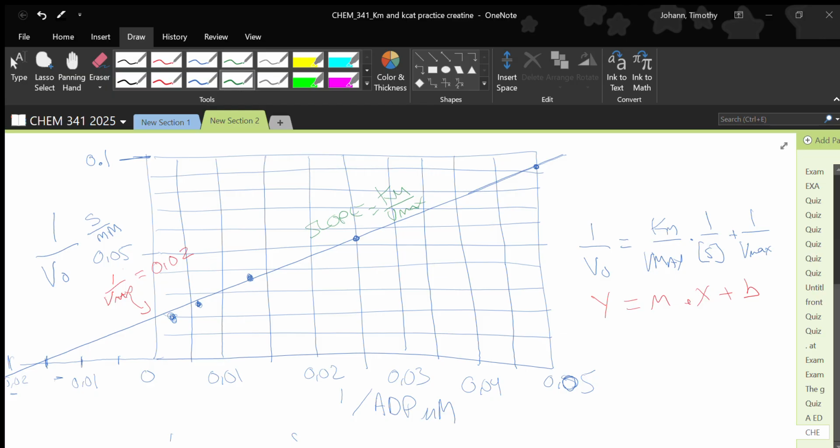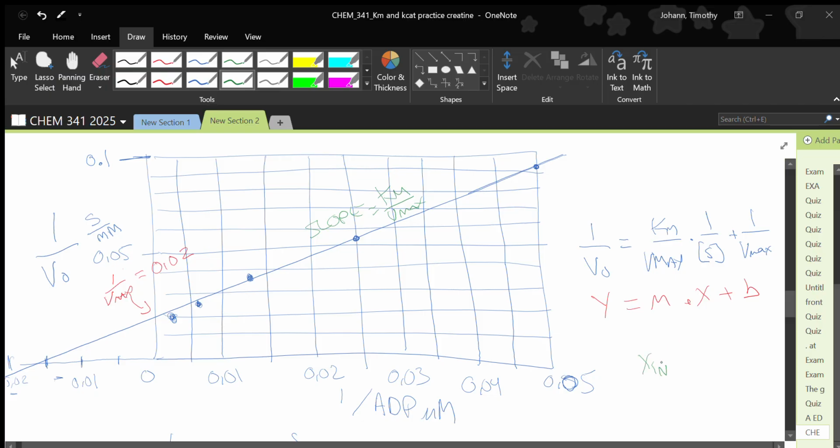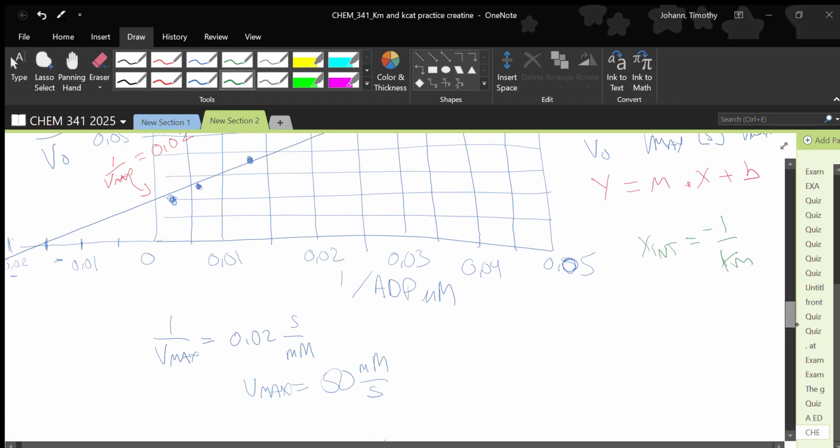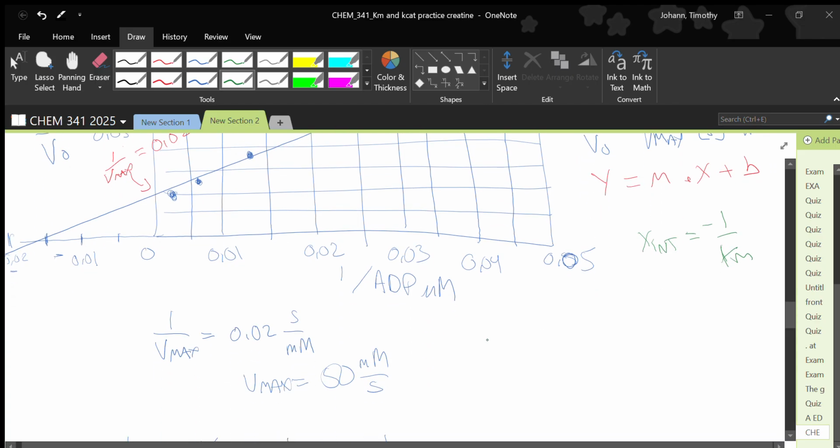Now we know that our x-intercept is equal to negative 1 over Km. We just proved that using the algebra and the equation. And so we can read that off of here. That looks like negative 0.01, negative 0.015, negative 0.017, something like that. Okay, so negative 0.017 is equal to negative 1 over Km. This is good, but it worked out.